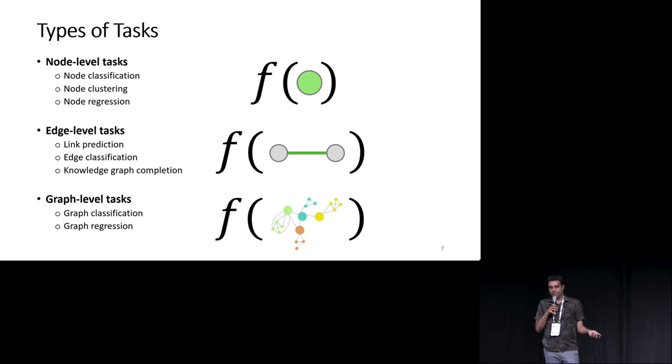And there are different types of tasks depending on what you want to predict. You can have node level classification or regression. You can have prediction tasks at the edge level as well, or the graph level. Things at the edge level are, for instance, link prediction, where you want to predict whether two nodes are connected. For graph level tasks, you want to predict something for the entire graph as opposed to individual nodes.